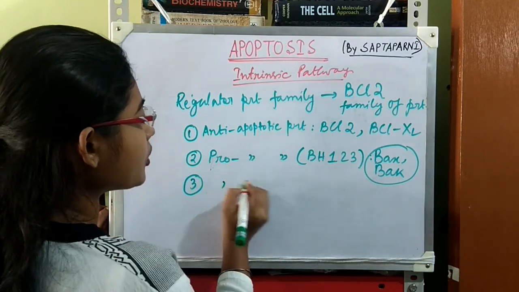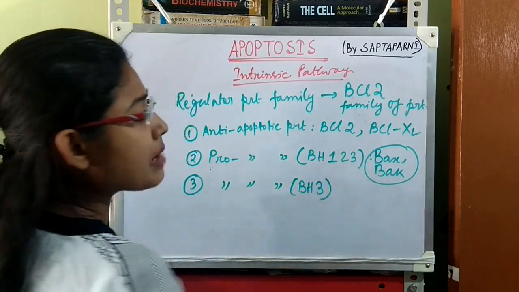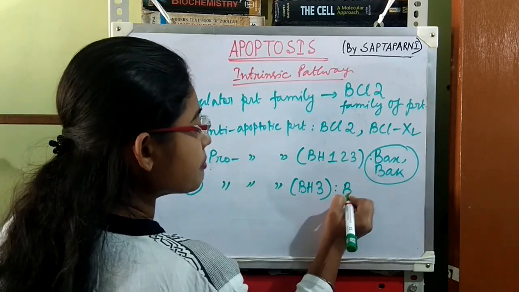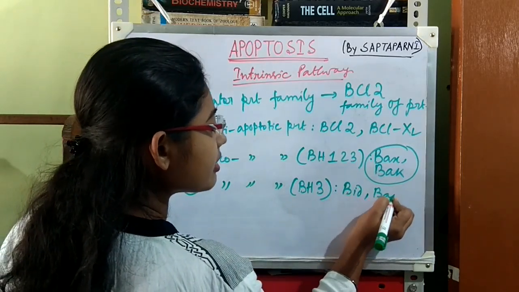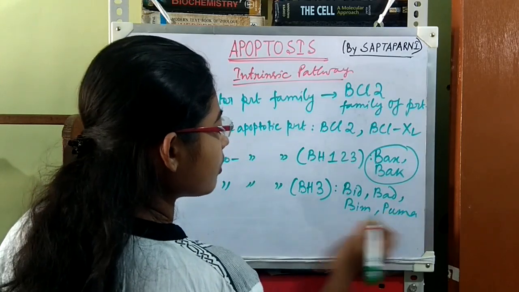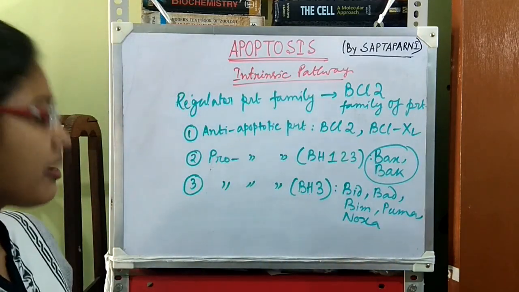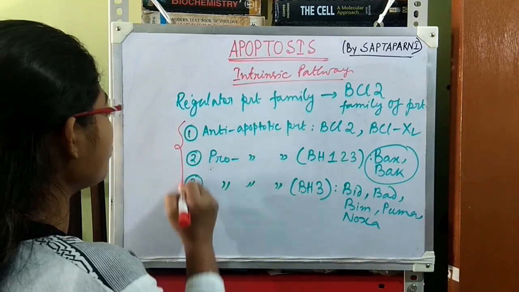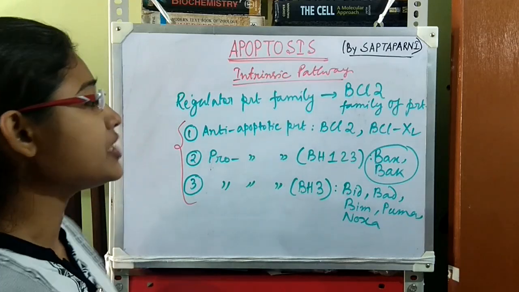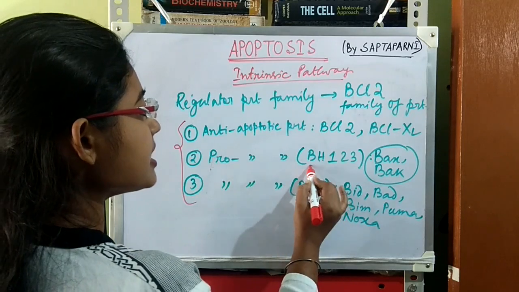Another type of proapoptotic proteins are the BH3 family of proteins under the BCL2 family. And what are their examples? BID, BAD, BIM, PUMA, NOXA. So remember, these are the 3 families of proteins under the BCL2 family. All of them are regulator proteins of the intrinsic pathway of apoptosis.